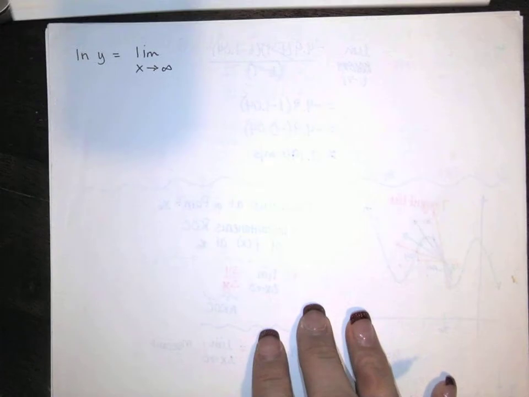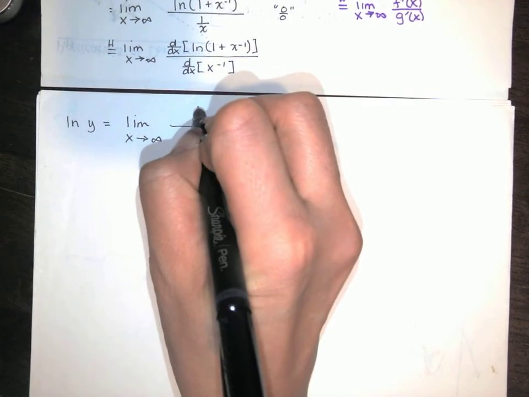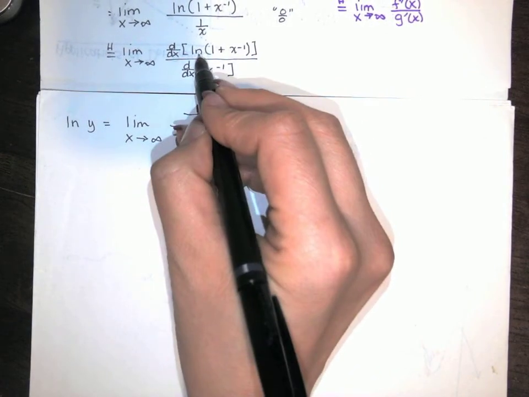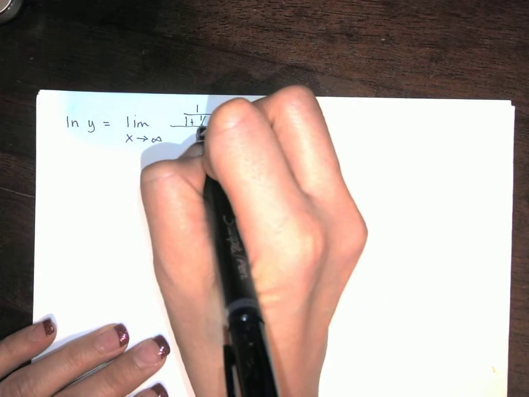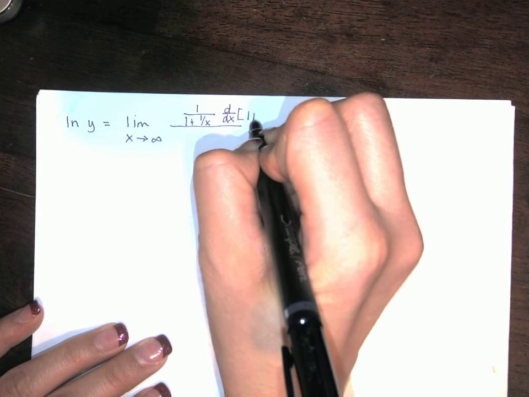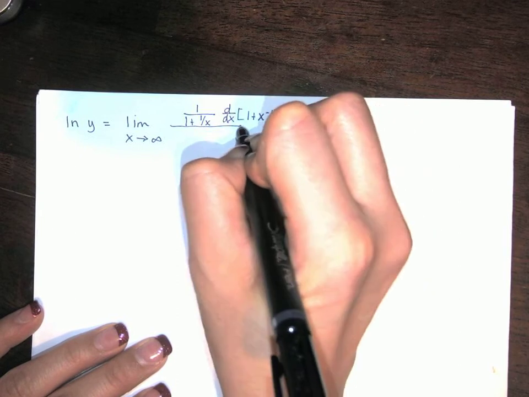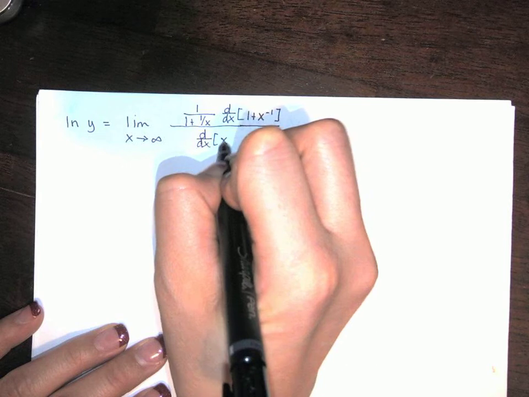All right, so we were here. And I've got derivative of the numerator. The derivative of the numerator is 1 over, the derivative of log of something is 1 over the inside function times the derivative of the inside by the chain rule. And the derivative of x to the negative 1, I think I'm just going to leave that alone for right now.